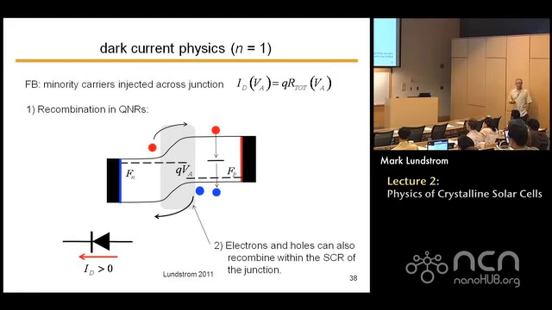Now, that's not the only place that electron and hole pairs can recombine. They actually have a chance of recombining in that barrier before they get over it. All right. So let's talk about the first one. Let's talk about recombination in quasi-neutral regions.